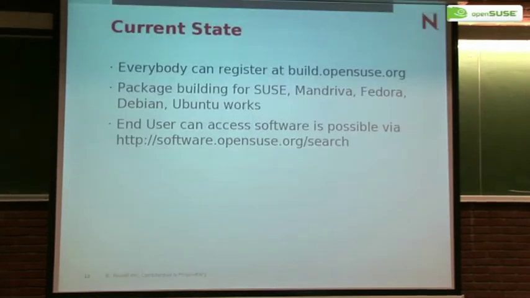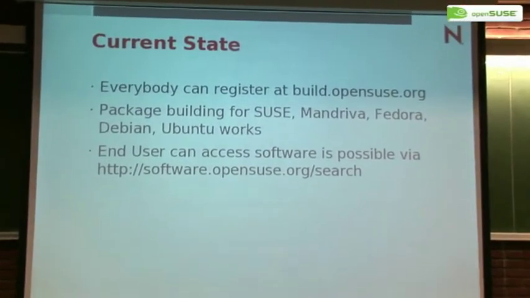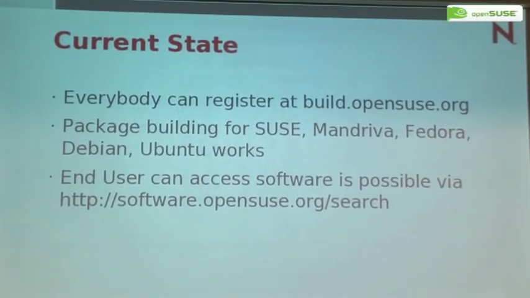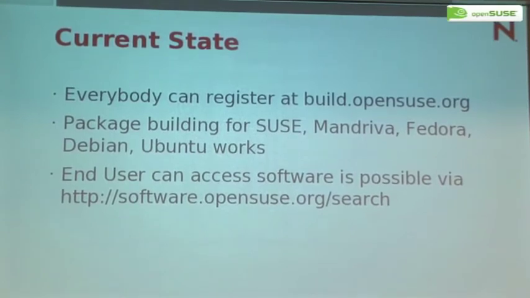So the current situation is that everybody can go to build.opensuse. It's the same account as we use for the wiki or for the Bugzilla. You get an account immediately if you don't have one yet. You can upload your sources, you can create your project, and depending on what you are uploading, you get packages immediately. The packages get distributed to mirrors who want to mirror them. The packages are available really fast for your users. The end user can search what's there in our build service.